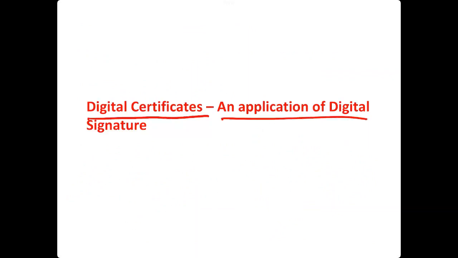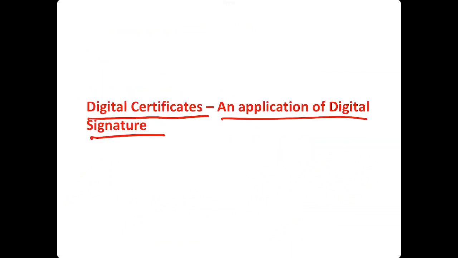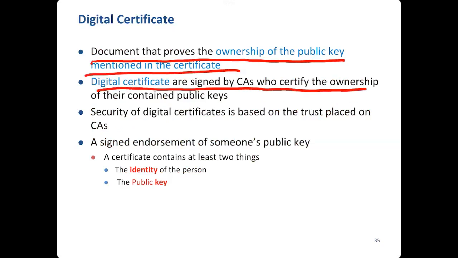Okay, it's an application of digital signature, right? So who will issue a certificate? A CA will issue a certificate about, say, Alice and Alice's public key. So mainly about the public key. It is a document that proves the ownership of the public key mentioned in the certificate. So a digital certificate is signed by a CA who certifies the ownership of the contained public key. Basically it's an endorsement of someone's public key.